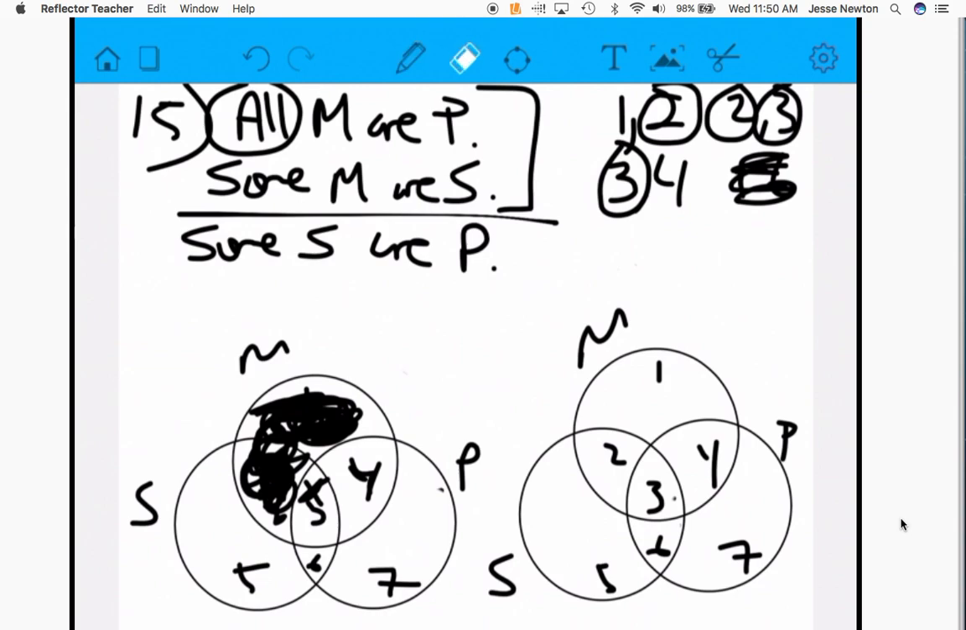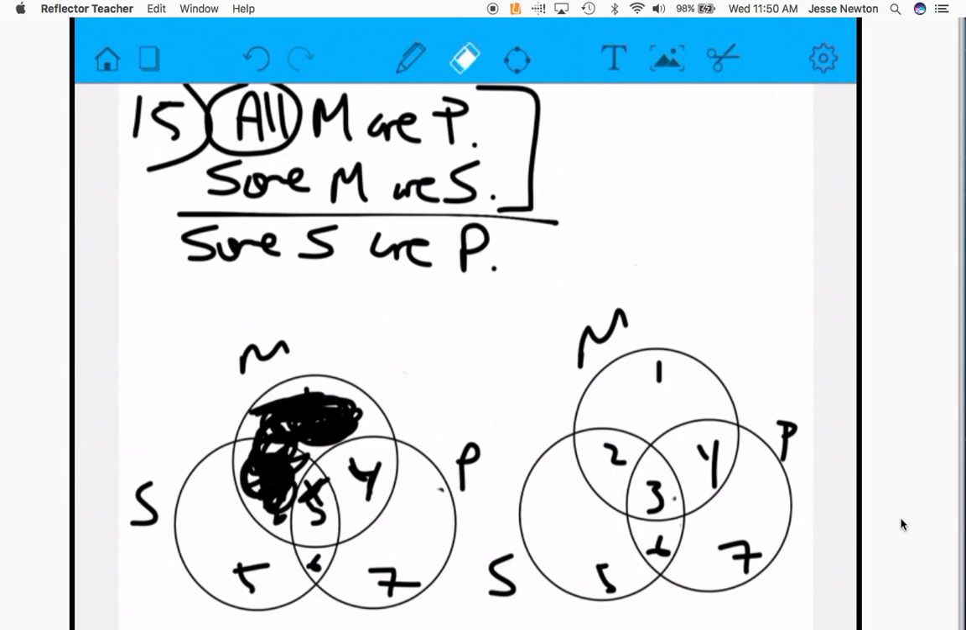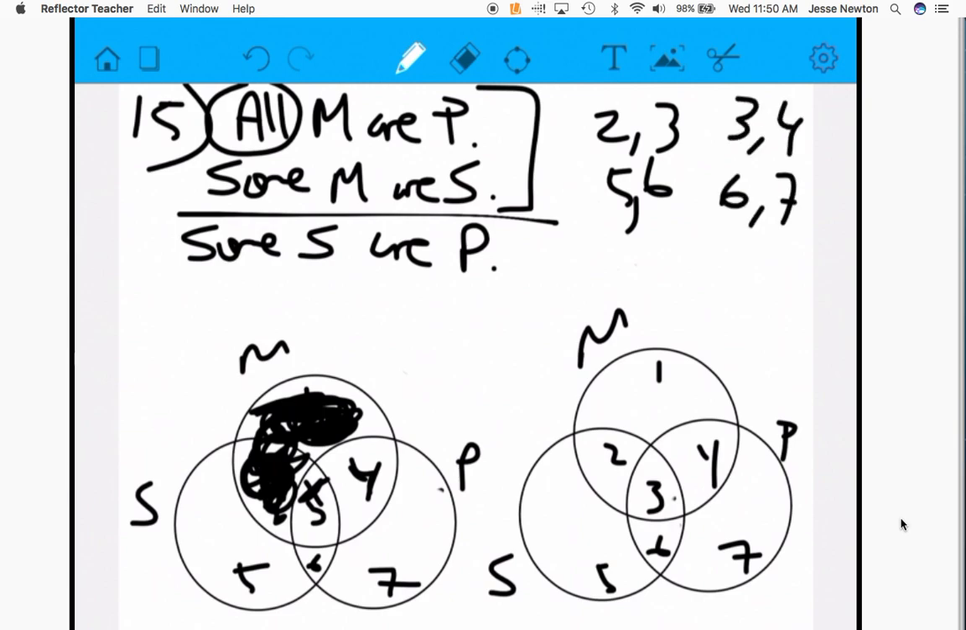Then finally we come to the conclusion. Some S are P. Now you can just look at it and tell that this is valid, but we're going to do it anyway. So some S is 2, 3, 5, and 6, and P is 3, 4, 6, and 7. We circle the regions of overlap, which is going to be 3 and 6. Shade that in, and we put an X right there on the line.